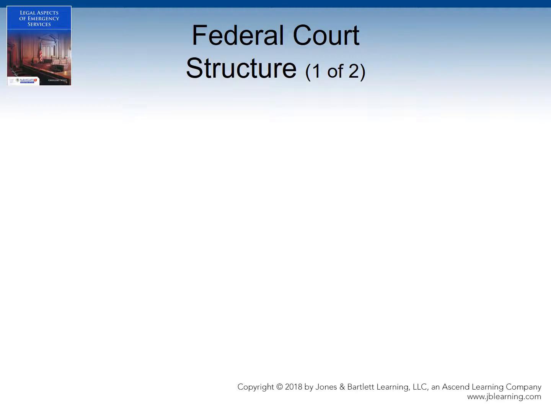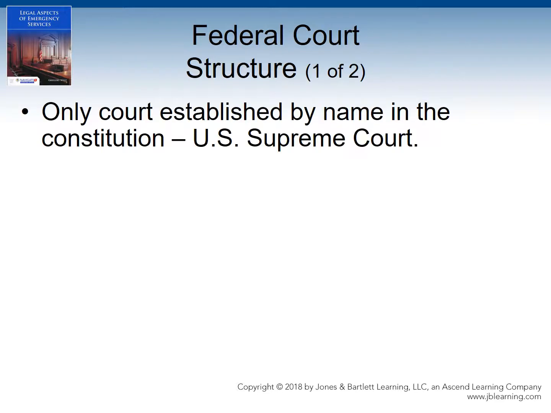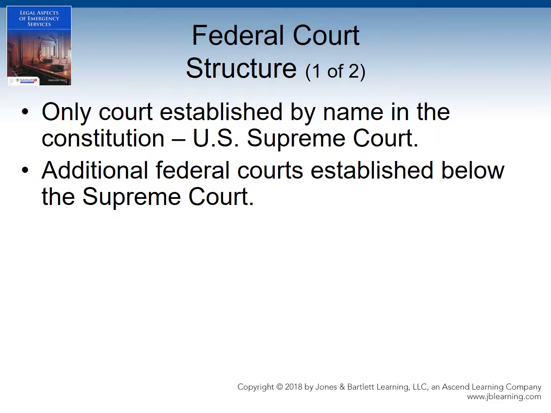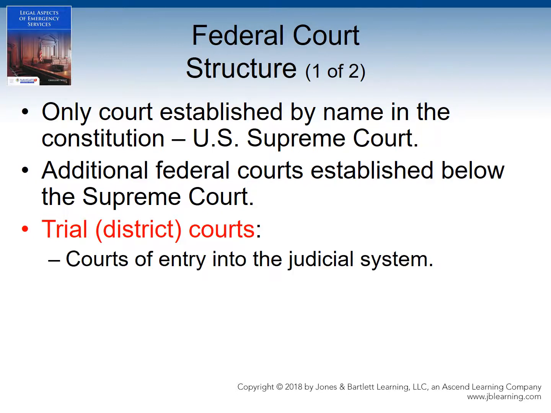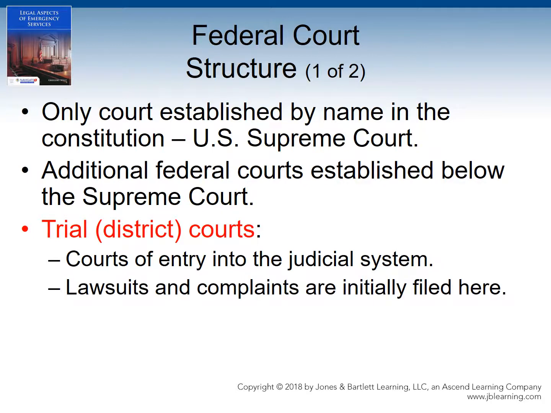For the time being, let's focus specifically on the federal court structure. While it is easy to think about our federal court system as a large and broadly encompassing system, the only court at the federal level established by name in the Constitution is the United States Supreme Court. All other inferior courts are created by Congress and must comply with any legal precedent established by the Supreme Court. The first or most basic level of courts within the federal system are the federal district courts. These are the trial courts for entry into the federal judicial system where lawsuits and complaints are initially filed. There are 94 district courts within the United States at the time this presentation was produced.